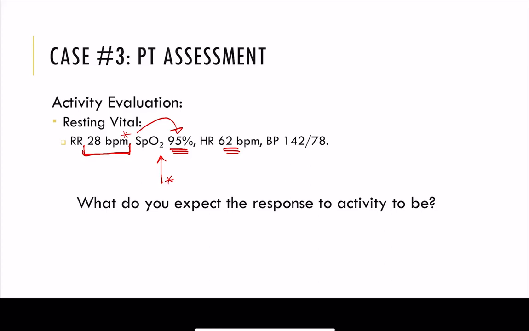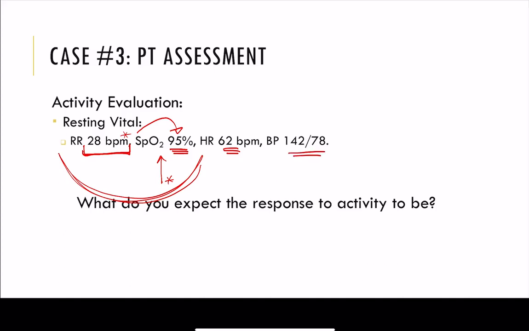All right, heart rate is 62, normal. This patient doesn't have any known or reported cardiac issues. So what do I expect to happen? I expect a normal linear increase in heart rate with activity. If I don't see that, that would be surprising. Or if it jumps really high, it could be a sign that he's in distress. It should be a nice gradual increase.